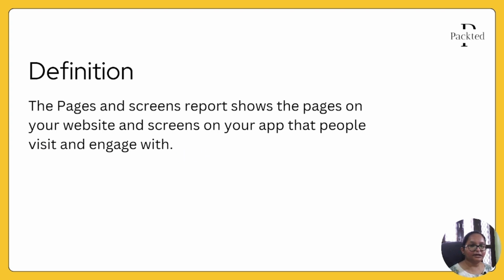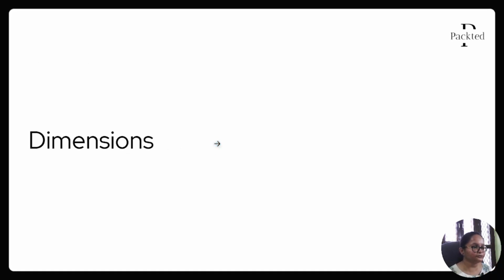So this means that this report shows you two different things: the total pages of your website and their views and everything, and the screens on your app and their data. So it will combine the data and then it will show you in the reports. We will be able to understand this a little bit more in the dimensions. So let's start with the dimensions.